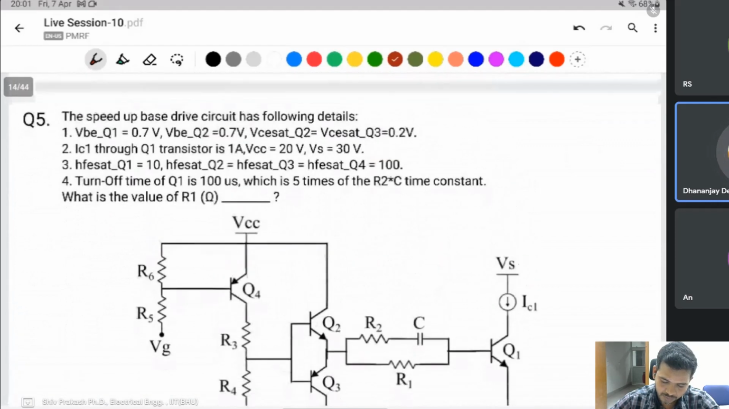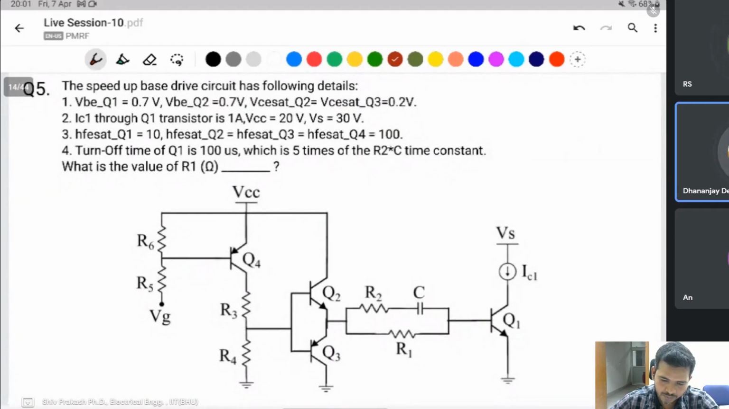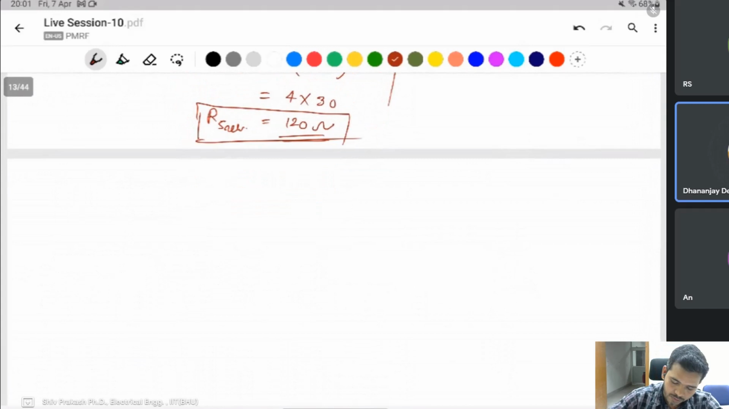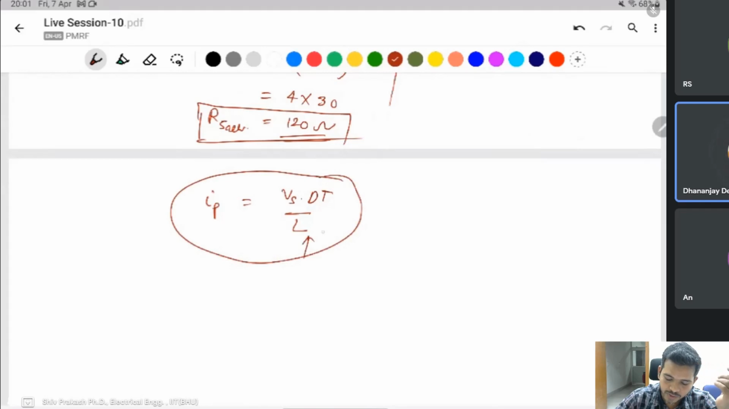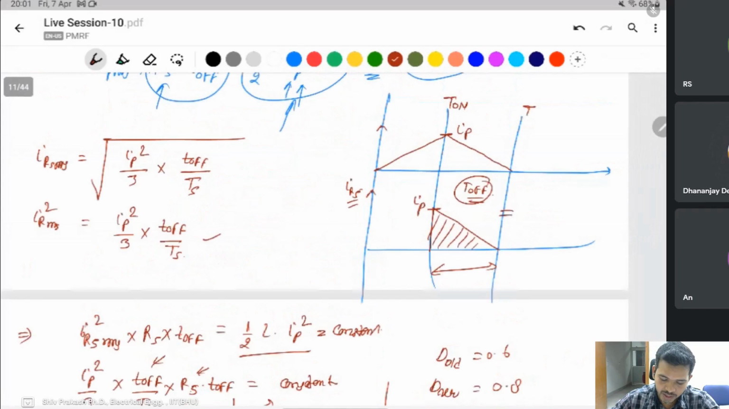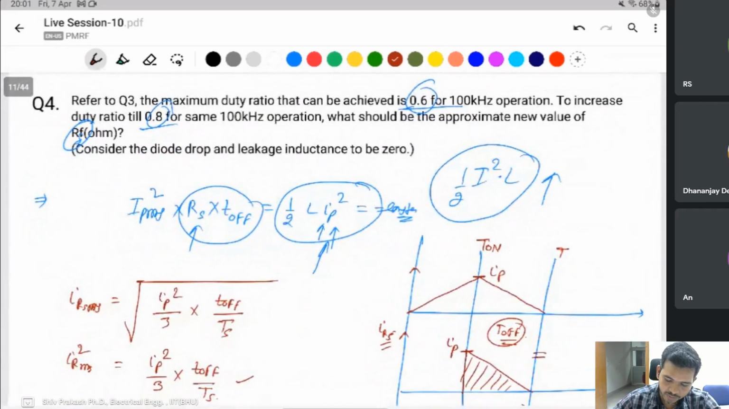But in practice, it won't happen. IP will be different if the duty is 0.6 and if it is 0.8. The magnetizing current is going to increase like Vs dt by L. L is the same, Vs is the same, T is the same, and dt is going to change. If you take the maximum, from 0 to maximum IP, it depends on the duty ratio. If the duty ratio increases, then IP also increases. But it is not mentioned here, that's why I have taken the same IP.